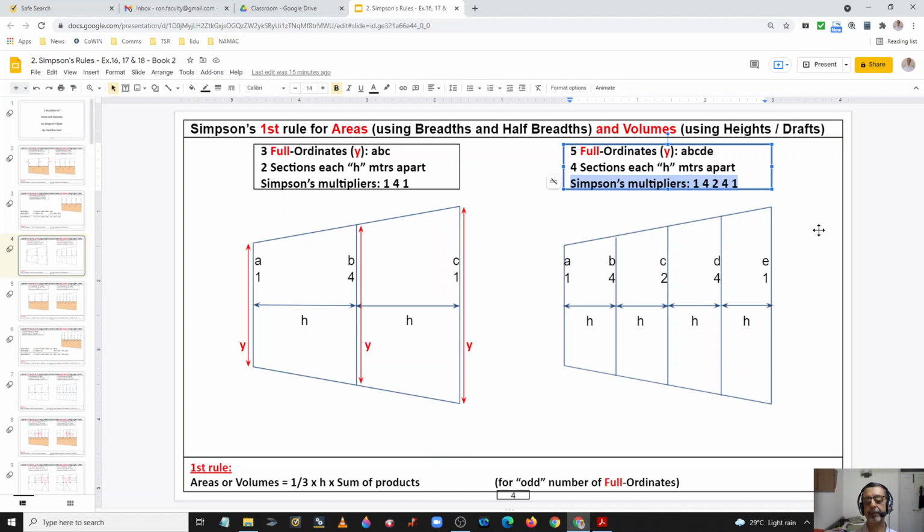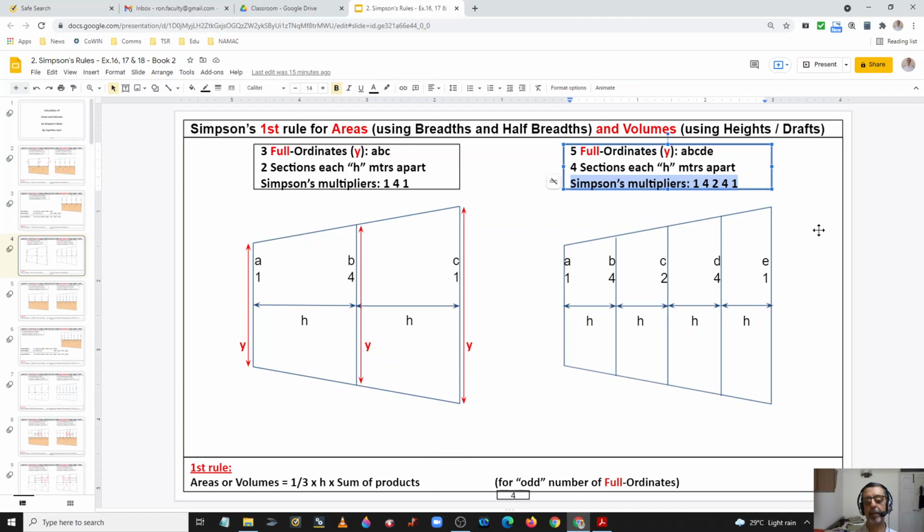If it was 5 ordinates, as I showed you earlier for semi-ordinates, the multipliers are 1, 4, 2, 4, 1. If there were 7 ordinates, it would be 1, 4, 2, 4, 2, 4, 1.